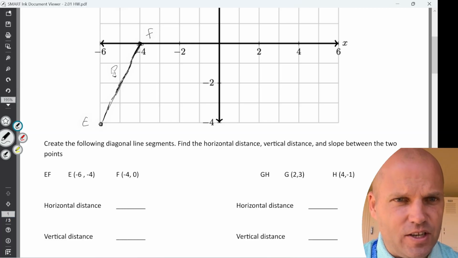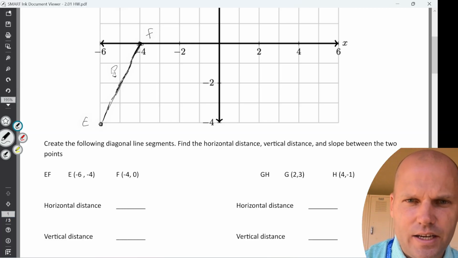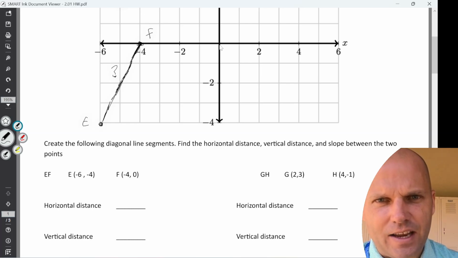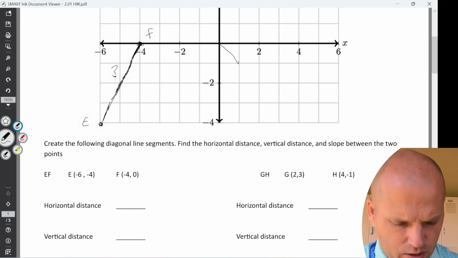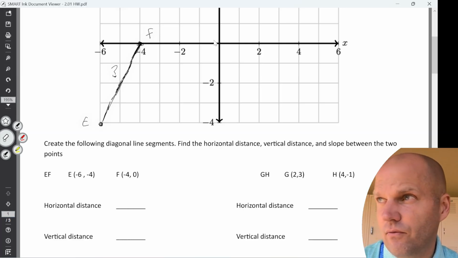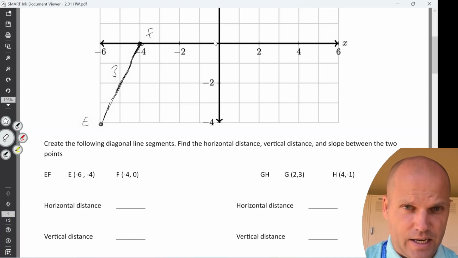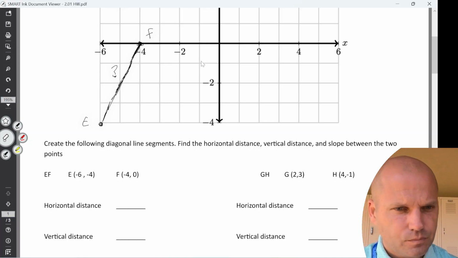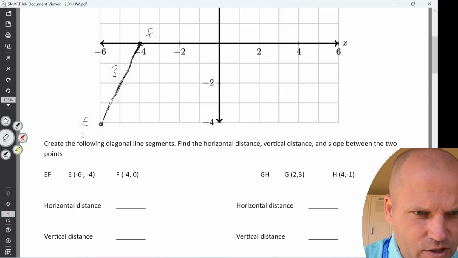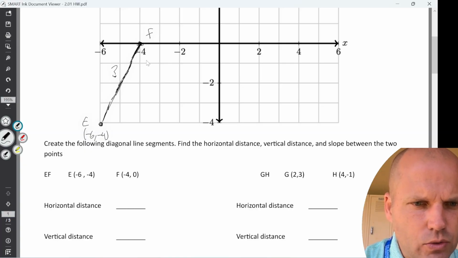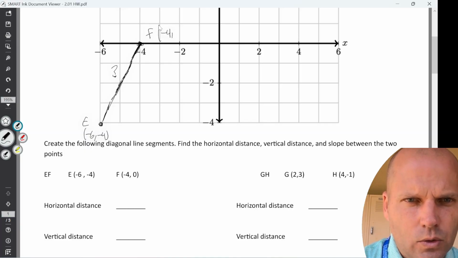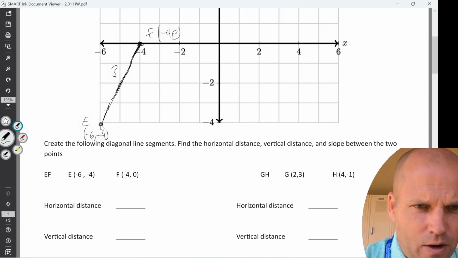It is not obvious what the length of that diagonal line is. Once I put any diagonal in the coordinate plane, we cannot visually see the length in terms of the grid. But what we can do is split this diagonal into 2 different distances, or 2 different lengths. A horizontal distance and a vertical distance.